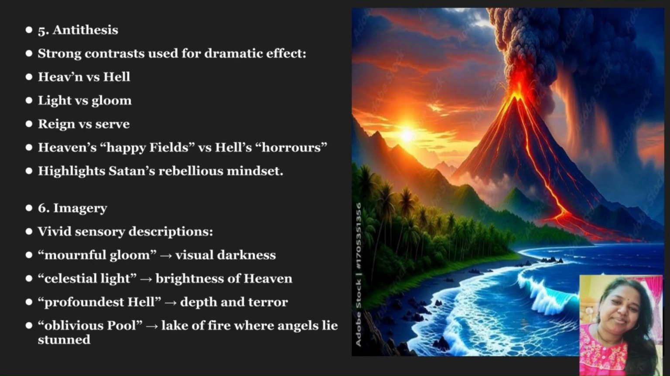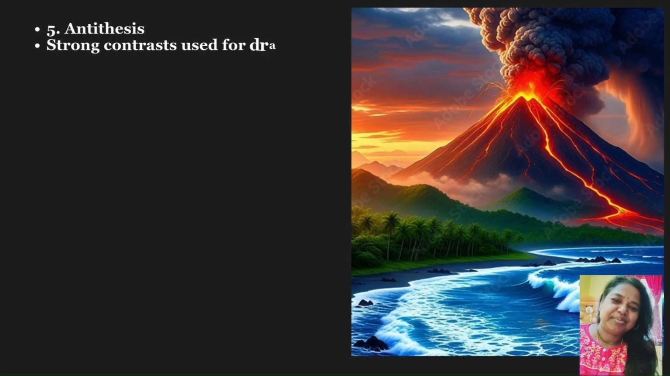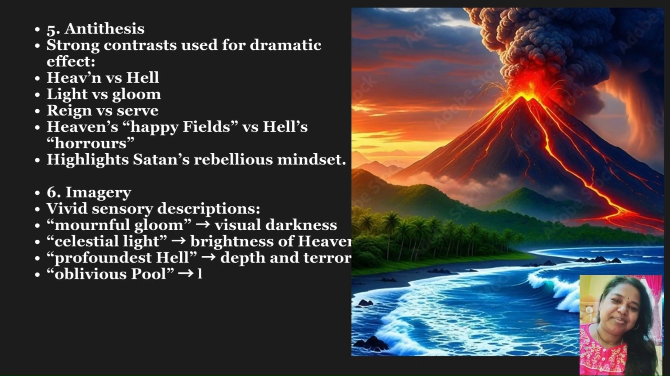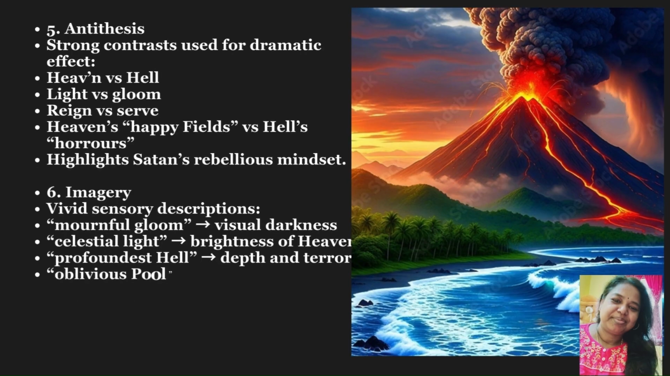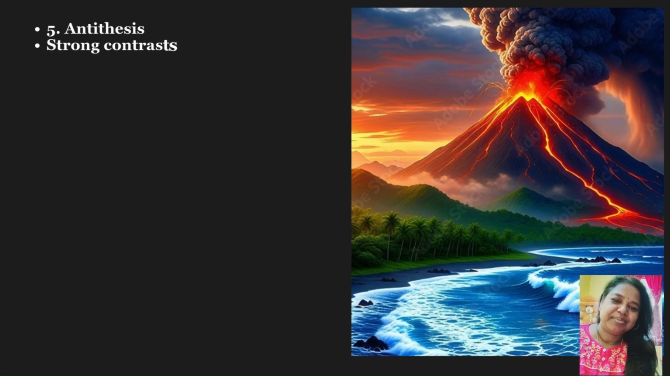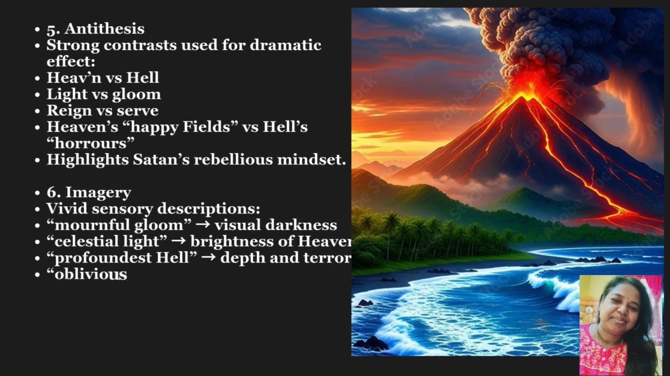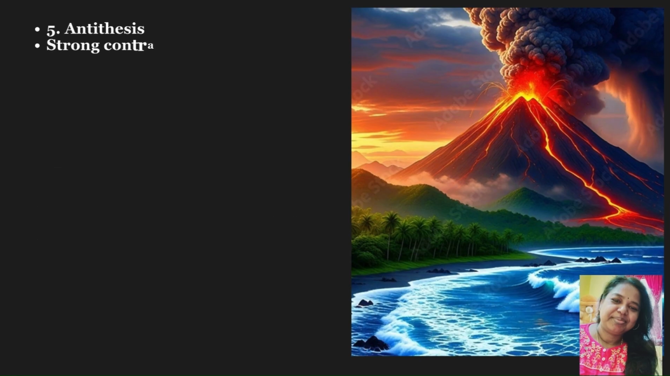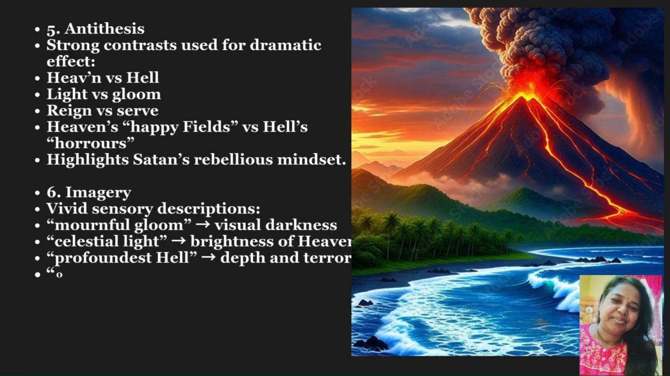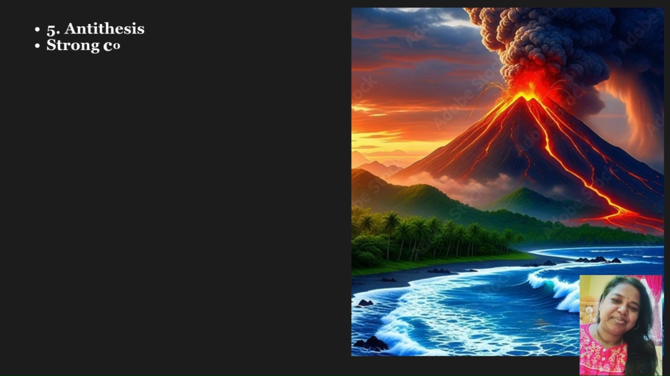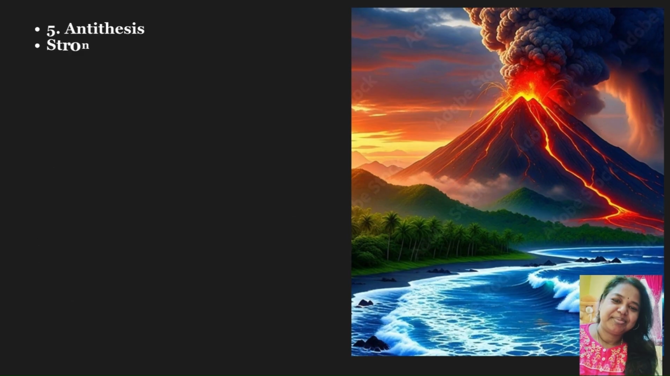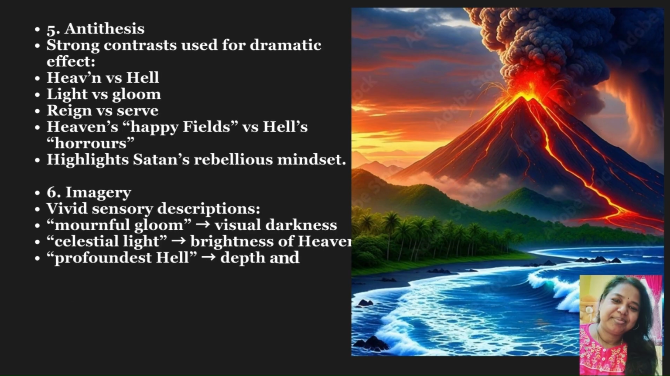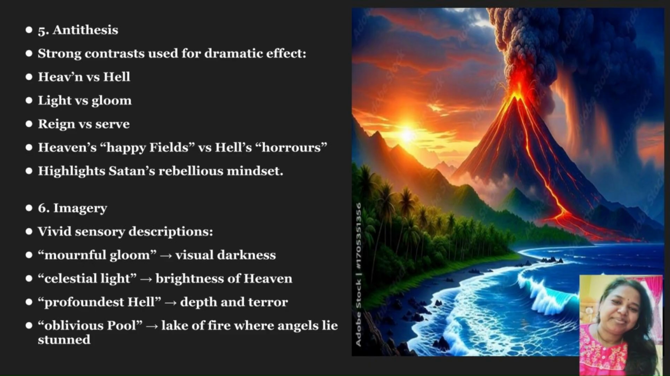5. Antithesis, strong contrasts used for dramatic effect, could be found in the following lines. Heaven versus hell. Light versus gloom. Reign versus serve. Heaven's happy fields versus hell's horrors. It highlights Satan's rebellious mindset. 6. Imagery could be found in the following lines. Vivid sensory descriptions. Mournful gloom: visual darkness. Celestial light: brightness of heaven. Profoundest hell: depth and terror. Oblivious pool: lake of fire where angels lie stunned.